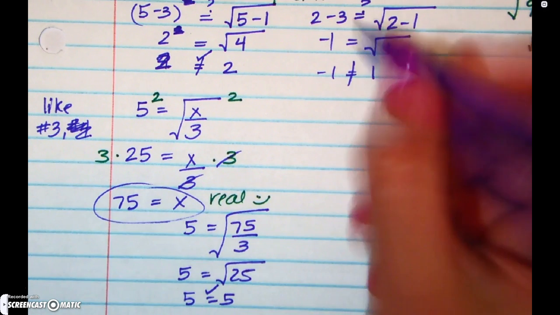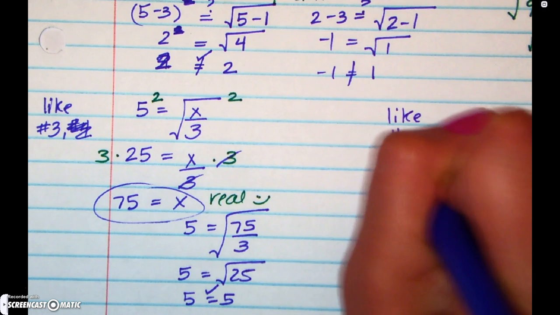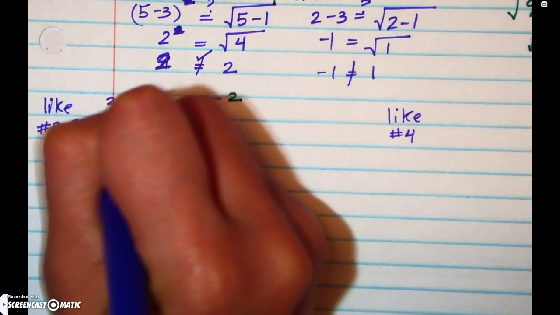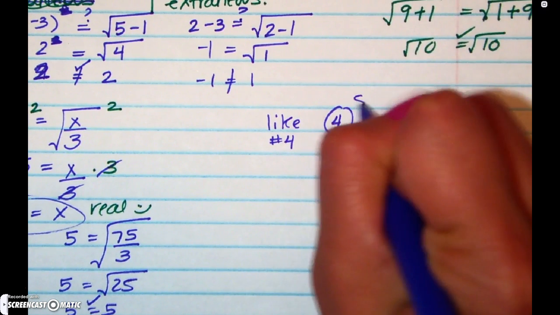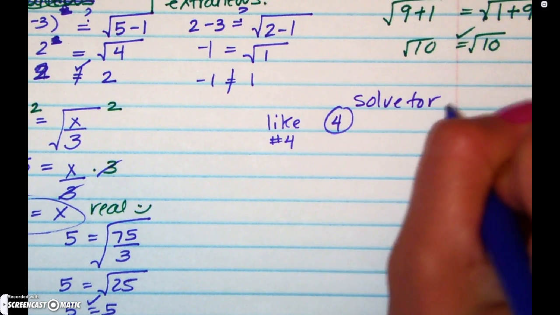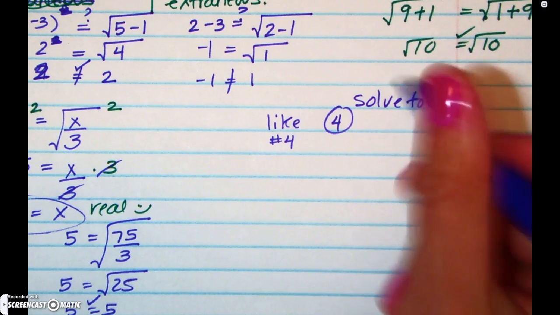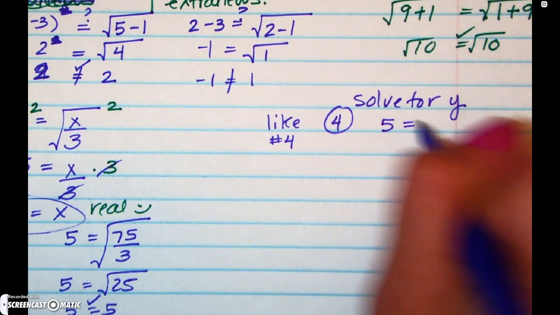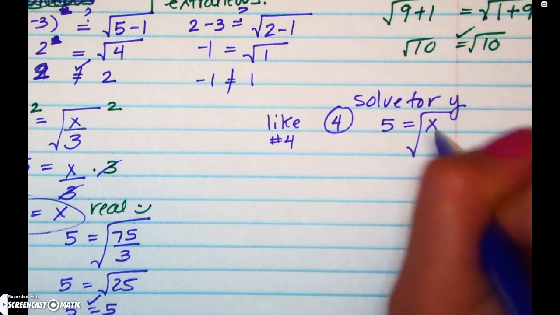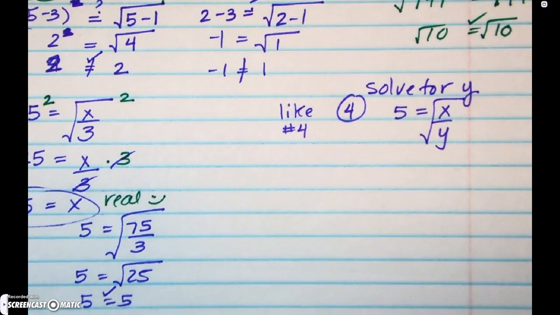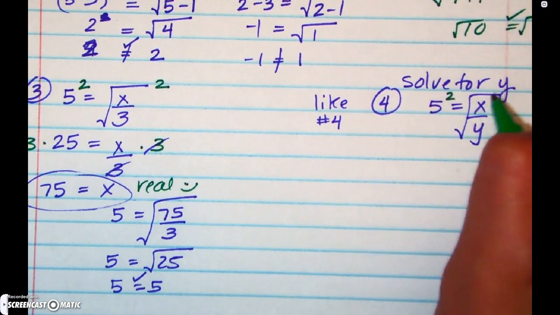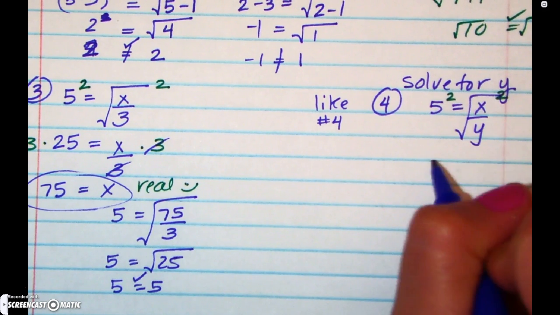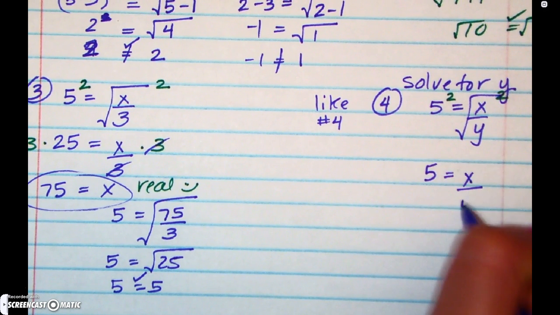Okay, let's look at this, it's like number 4. Now I'm actually trying to keep them numbered the same, okay? So number 4 says solve for y. And the question is 5 equals the square root of x divided by y. Now this is very similar to number 3. The first thing you want to do is square both sides. And you're left with 5 is equal to x divided by y.